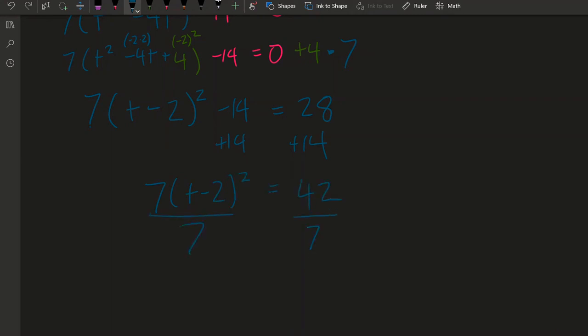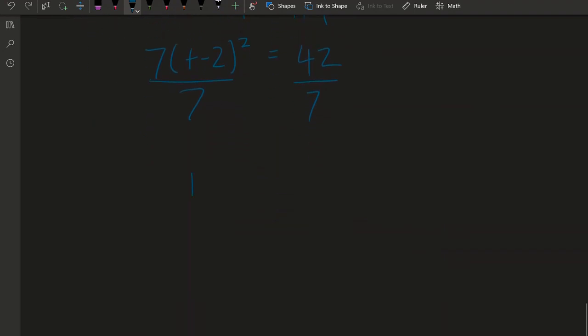Dividing by 7, we get t minus 2 squared is equal to 6. Taking the square root of both sides, we get t minus 2 is equal to plus or minus square root of 6. 6 breaks down into just 2 and 3, so that's actually as simple as it can get. And then I can add 2 to both sides, giving me a final answer of t equals 2 plus or minus the square root of 6.